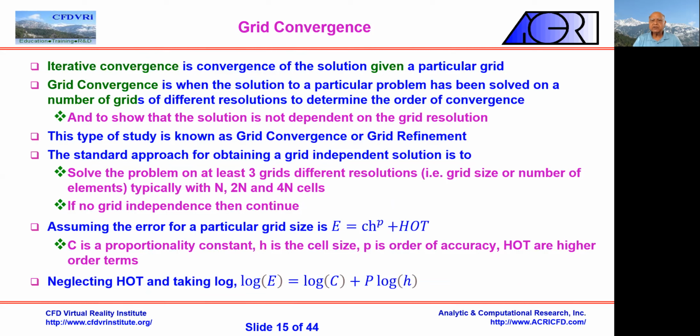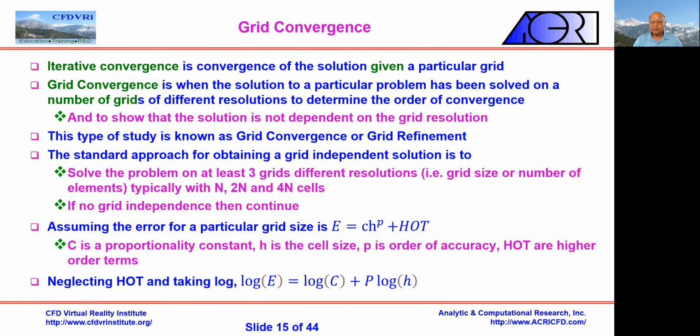Now let's look at the issue which is related to it, that is that of grid convergence. Iterative convergence only ensures that the convergence of the solution is given at a particular grid. Grid convergence is when the solution to the particular problem has been actually solved such that it satisfies the differential equations as far as we can tell, right? So to do that, we solve the equation for a number of grids of different resolutions. This is called the grid convergence or grid refinement study.